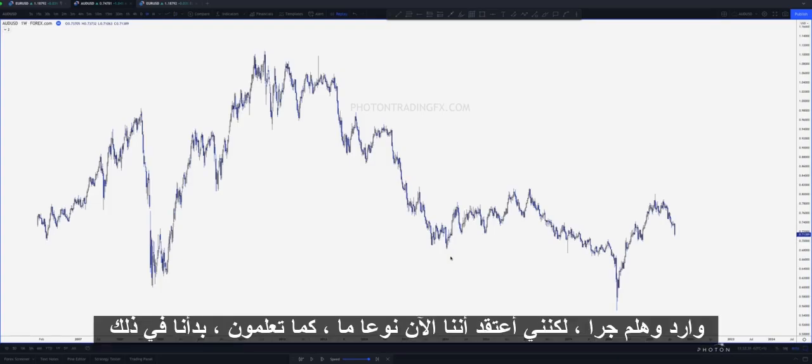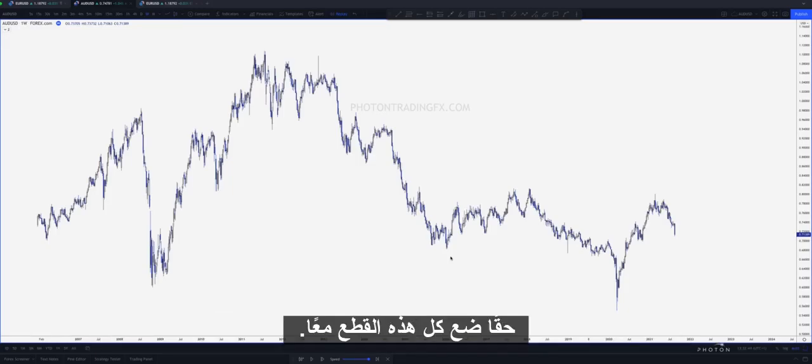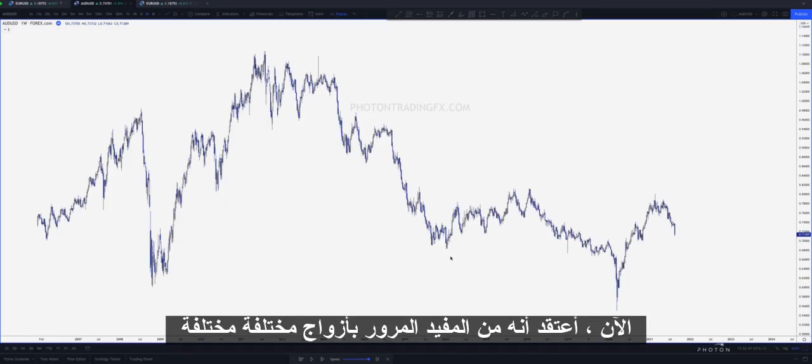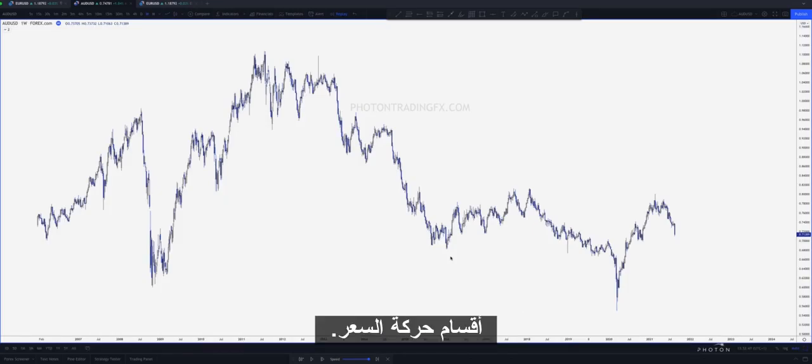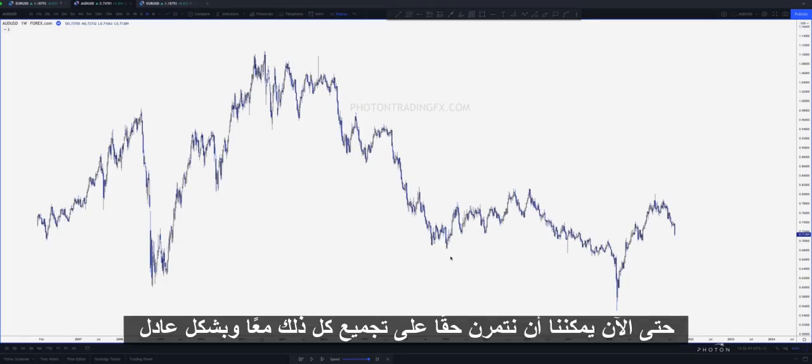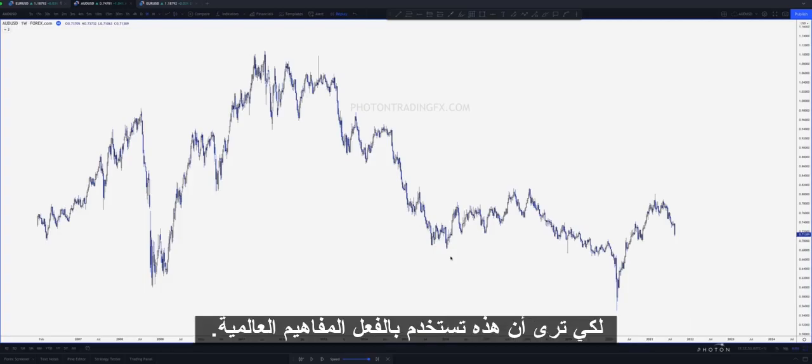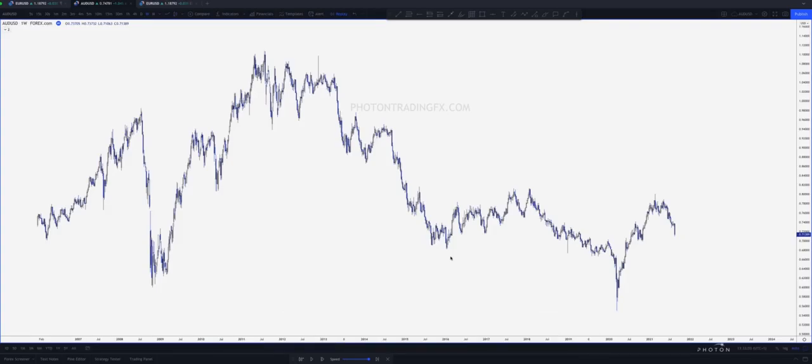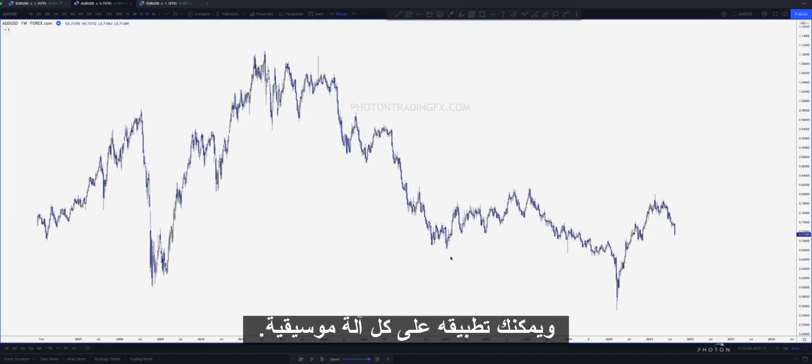But now we're starting to really put all of those pieces together. I think it's useful to go through different pairs and different sections of price action, so we can really practice putting that all together, and so you can see that these really are universal concepts. They are truly understanding how the market moves, and you can apply it to every instrument.